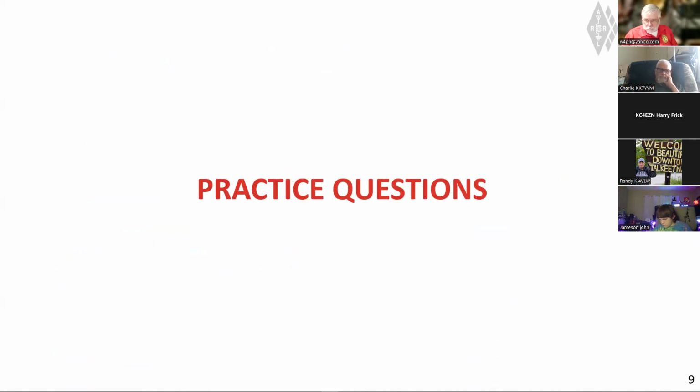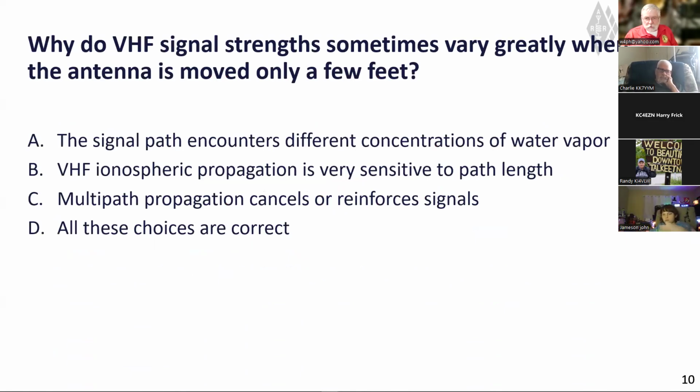Our practice questions. Why does VHF signal strength sometimes vary greatly when the antenna is moved only a few feet? That would be multipath propagation cancels or reinforces signals. So quite often you'll hear somebody on 2 meters say, move over, or mark that spot, because right where you were at the time was a really good place to get into a repeater or into the person you were talking to.